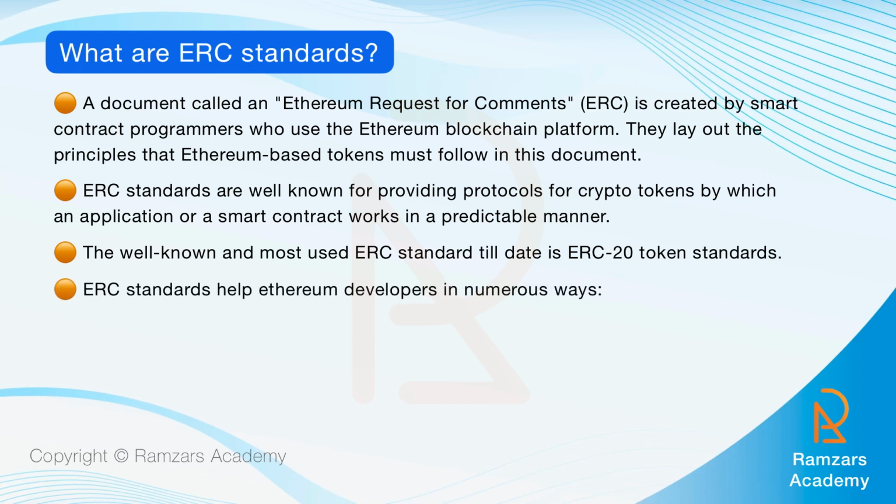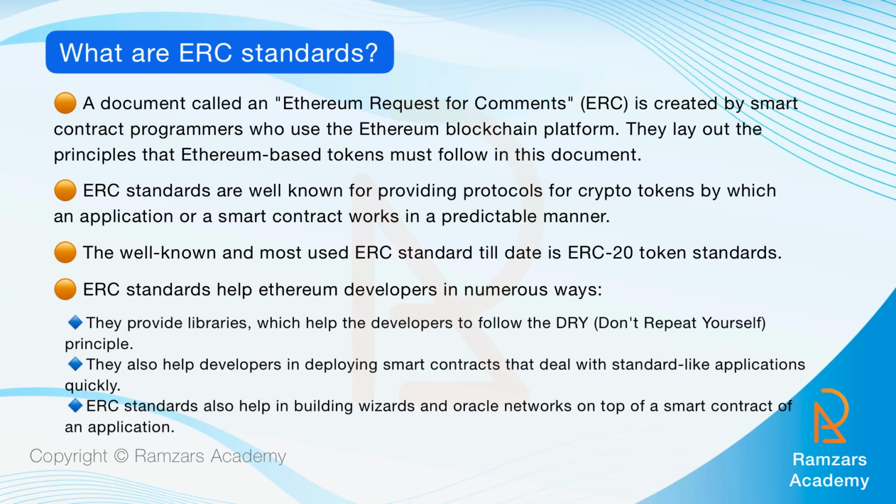The ERC standards help Ethereum developers in numerous ways. Such as, they provide libraries that help the developers follow the don't repeat yourself principle. They also help developers in deploying smart contracts that deal with standard applications quickly. Some examples are token contracts, crowd sales, ICO, escrows, and tracking. Apart from these, ERC standards also help in building wizards and oracle networks on top of the smart contract of an application, to provide an easy user experience and better user interfaces as well.